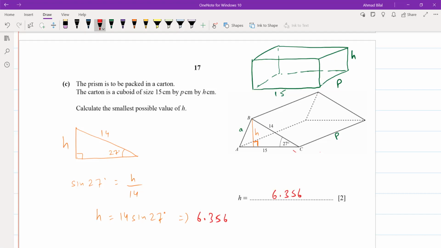ठीक है, यानी कि क्यूबॉइड की हाइट कम से कम इतनी होनी चाहिए. इससे ज्यादा हो सकती है, that's fine. प्रिज्म उसके अंदर आ जाएगा. इससे कम होगी तो प्रिज्म उसके अंदर फिट नहीं होगा. ओके?